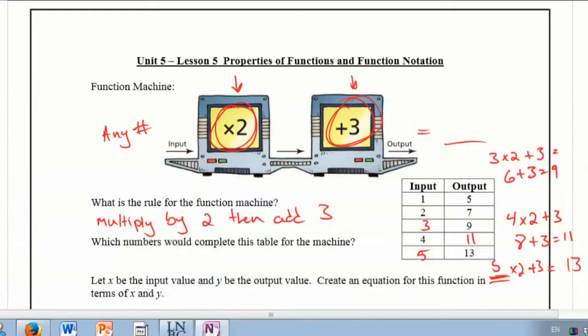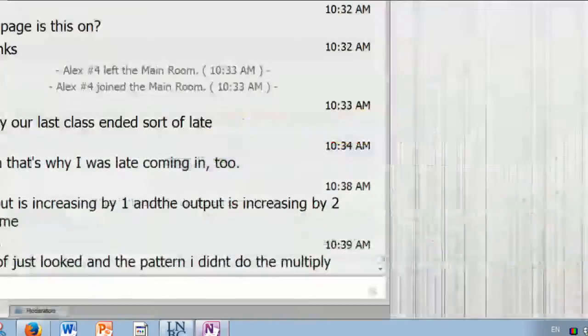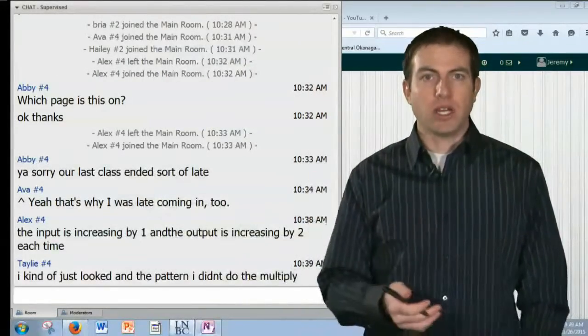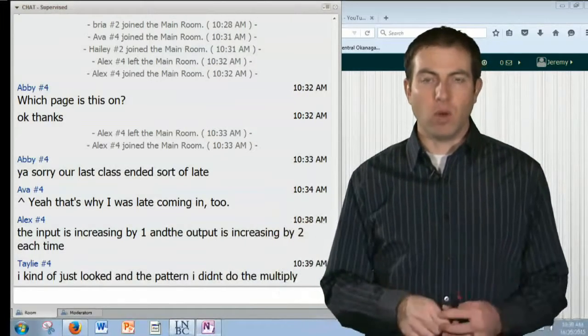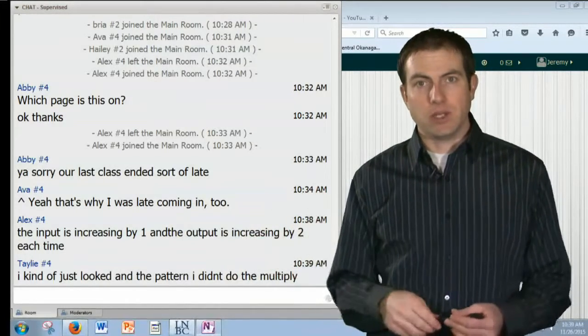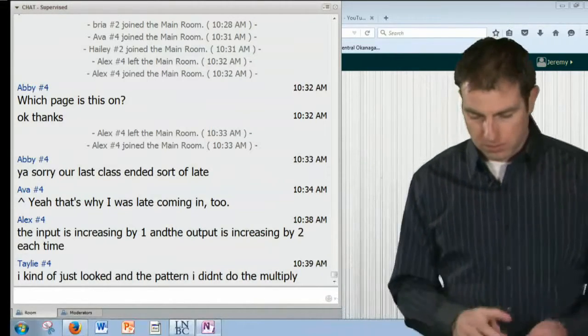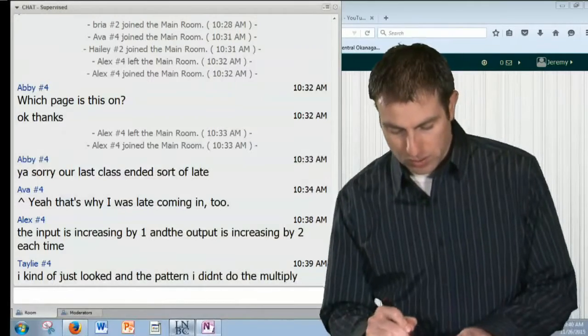But does that work? 5 times 2 is 10, plus 3 equals 13. Does 13 equal 13? Yep. Okay, so we know we're doing okay there. So just looking at the patterns, that's fine. You're going up by 1 each time on your input. Just continue to go up by 1. The output might get a little bit tricky sometimes if you don't know what the function is. But yeah, these are all perfectly valid ways to go about these types of questions.